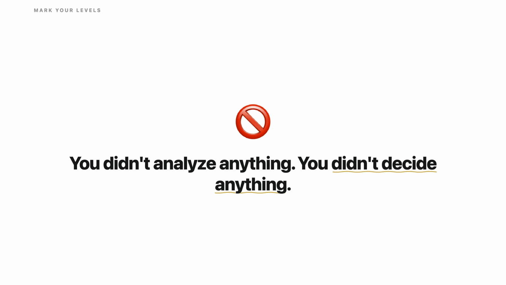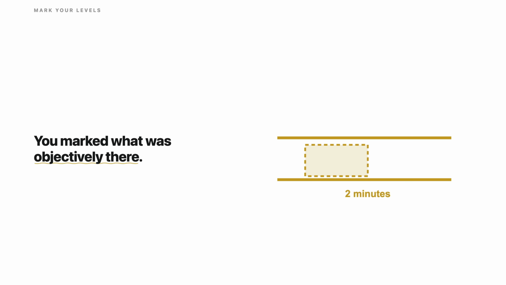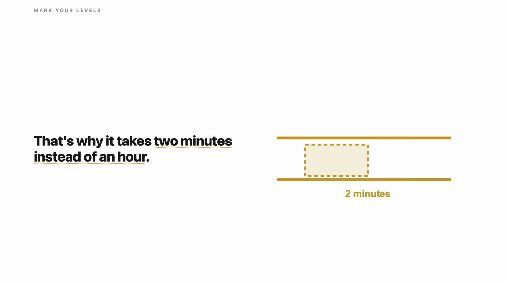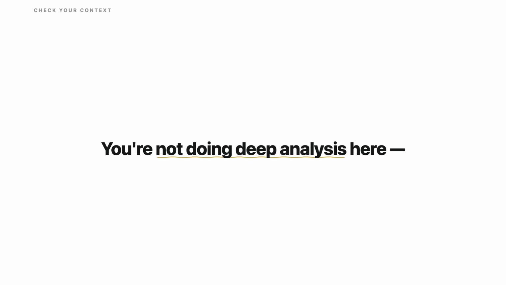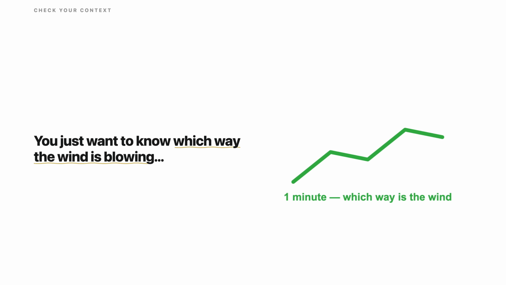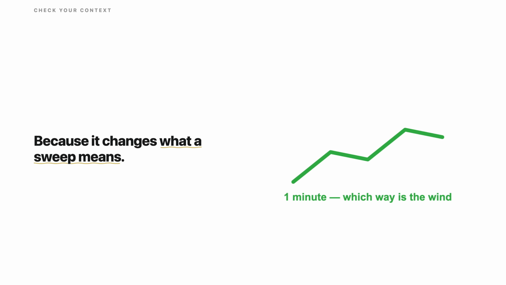You did not analyze anything. You did not decide anything. You marked what was objectively there. That's why it takes just 2 minutes instead of an hour. Then one quick look. Is the bigger picture bullish, bearish, or ranging? You're not doing deep analysis here. You just want to know which way the wind is blowing, because it changes what a sweep means.